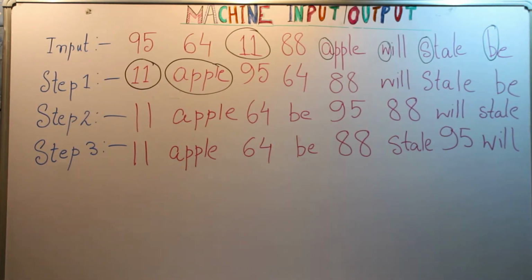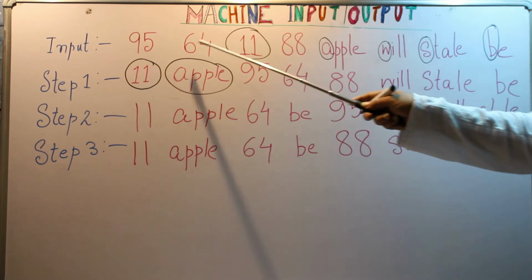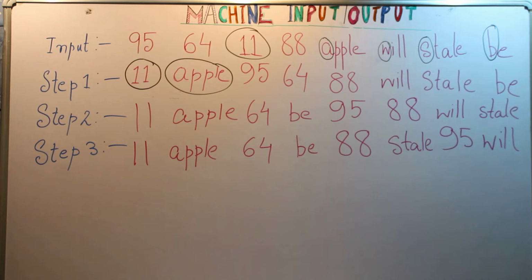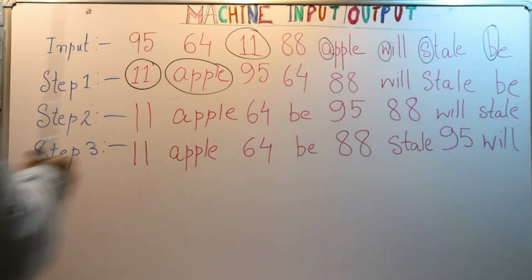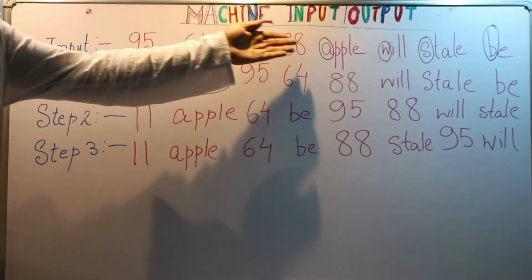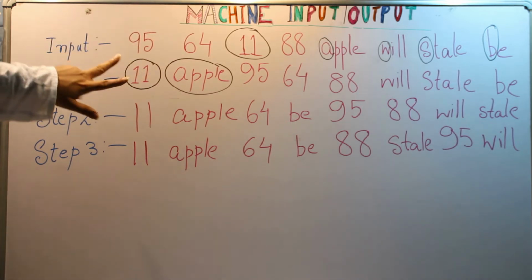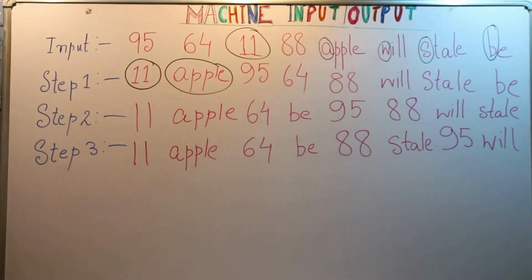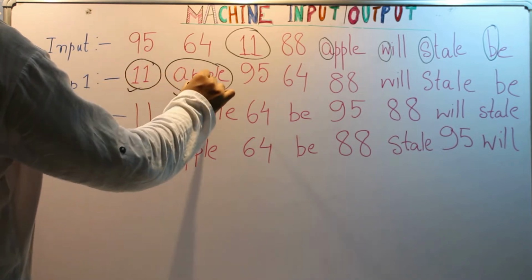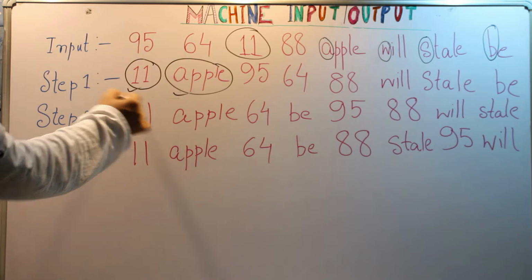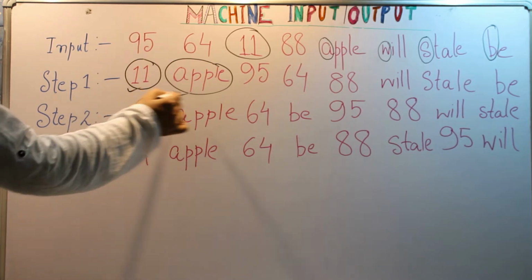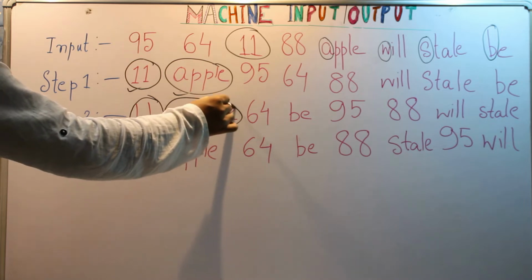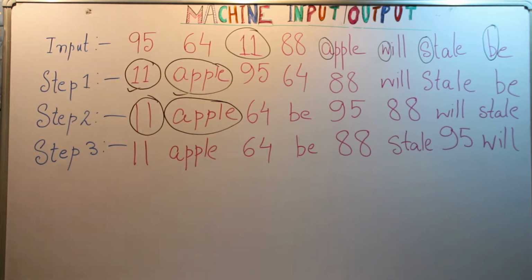So 11 apple has already been positioned in the first and second places, and the rest of the numbers and the words have been arranged in the same manner, no changes. You see 95, 95, 64, 64, here 88, 88, will, still, no changes. Only 11 and apple, the machine has picked these two things and placed them in step 1. Now, since these two things have already been placed, in step 2 no changes have been made for these two things.